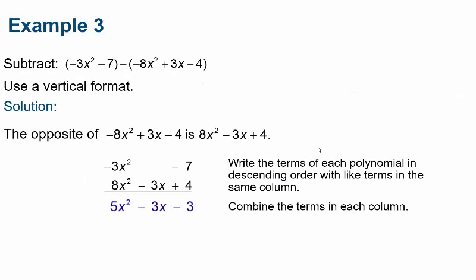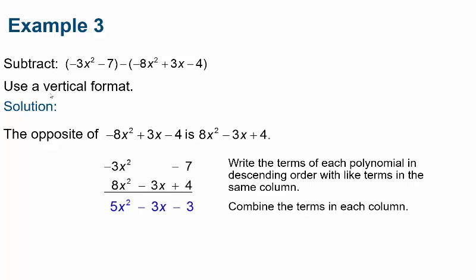All right, let's take this right here. We have minus 3x squared minus 7, and then minus, and in parentheses I have minus 8x squared plus 3x minus 4. The first thing I have to do is take this negative sign and distribute it through. So negative becomes positive 8x squared, negative positive becomes minus 3x, and negative becomes a positive plus 4.